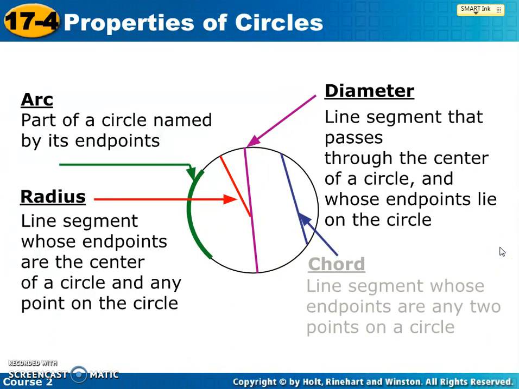And then the last part of our circle is called a chord. A chord is a line segment whose endpoints are any 2 points on a circle. You'll notice it doesn't have to go through the middle. It can, but it doesn't have to. So from one side to another side of a circle, it can go through the middle, but it doesn't have to. That's called a chord.